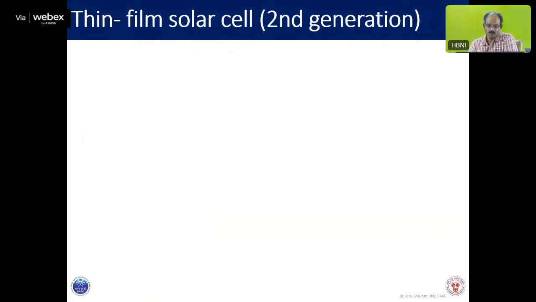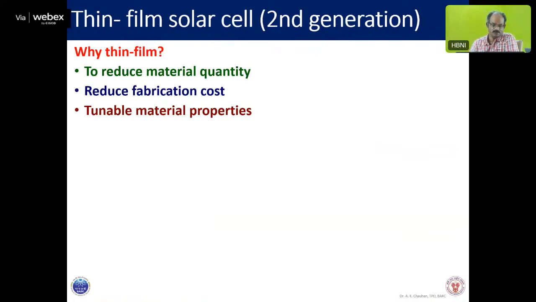Now we come to the thin film solar cells, the second generation. Both polycrystalline silicon solar cells and monocrystalline solar cells have a wafer, and the size of the wafer is quite big. But that requires a lot of material. So then we came to the second generation solar cells, which are thin film based solar cells.